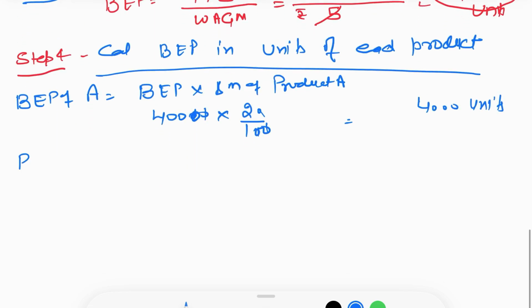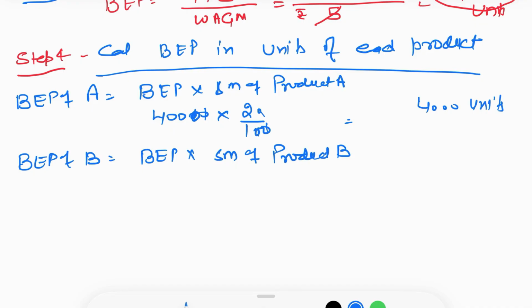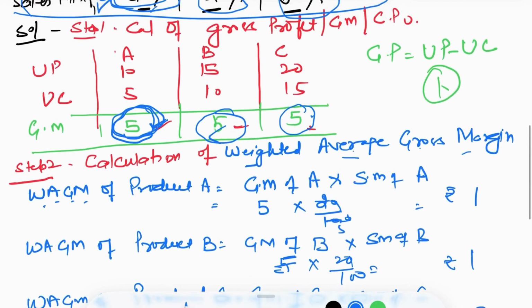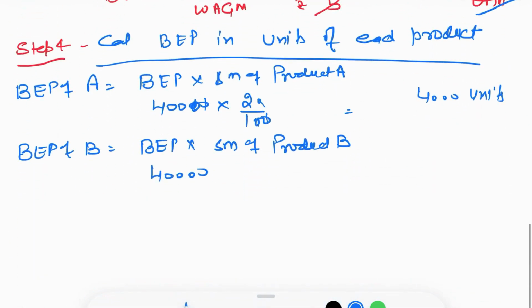Now break-even point of product B. Again, total break-even point multiplied by sales mix of product B. How much is total break-even point? 40,000. This 40,000 and sales mix of product B is 20%. So let's take 40,000 multiplied by 20%. How much is it? This is again 8,000.